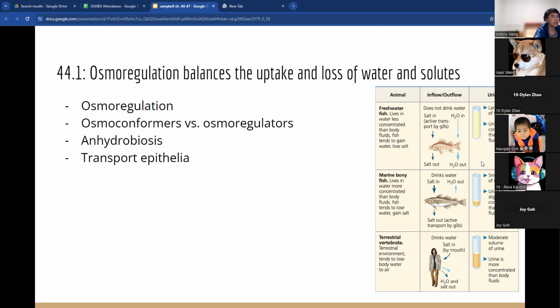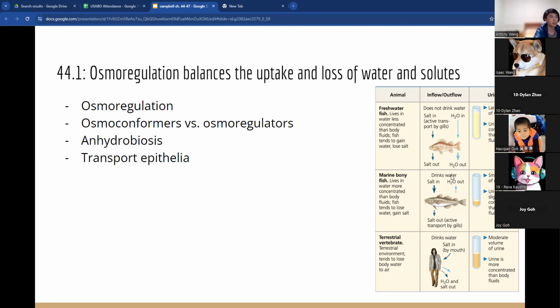As you can see here, one method of regulating osmolarity is determined by how much urine you produce, right? Freshwater fish gain a lot of water through osmosis, because their environment is hypotonic to their cells. They will continually take up water from the environment, and that dilutes their blood and their interstitial fluid. So they need to excrete a lot of water through urine.